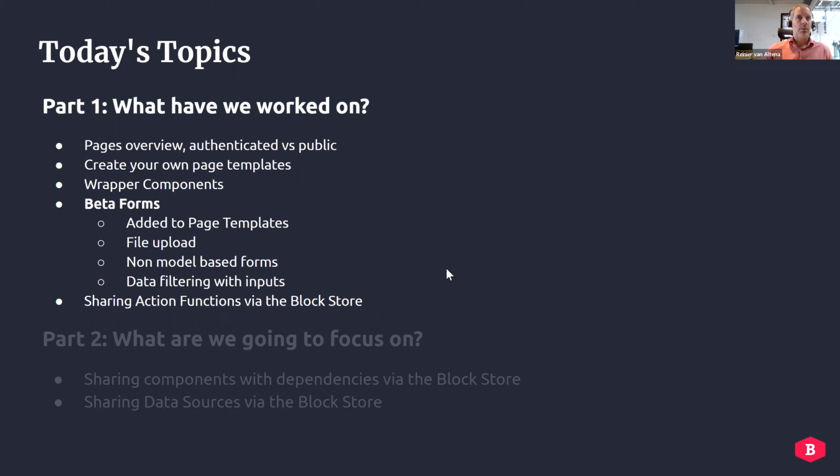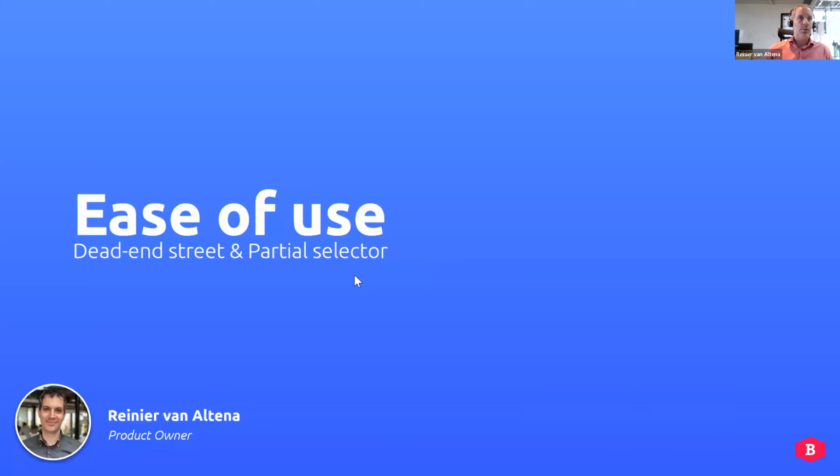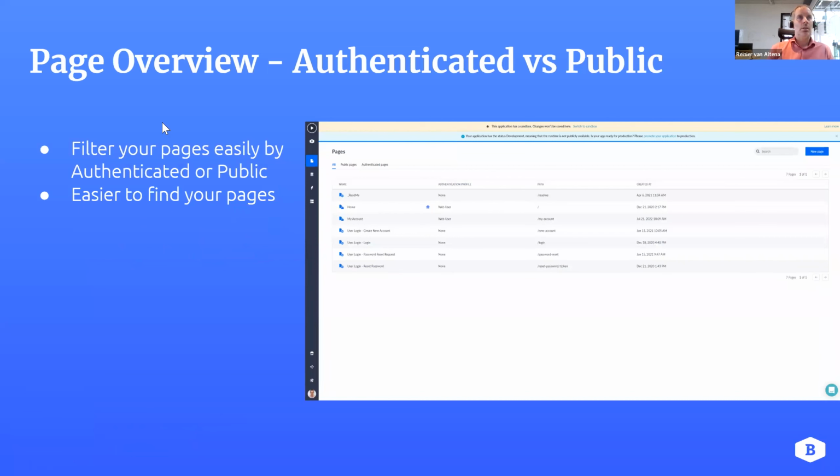So let's get started with ease of use and the page overview, the authenticated versus public pages. As some of you might have already noticed, in the pages overview, you have different tabs now for selecting all public or authenticated pages, which helps you keep track of all the different types of pages you have. So it should make it easier to find your pages, but also easier to identify which pages are authenticated behind a web user or even a specific web user, and which are not.